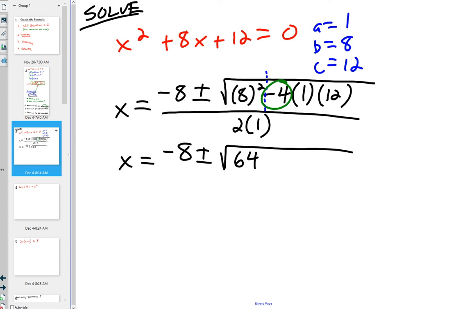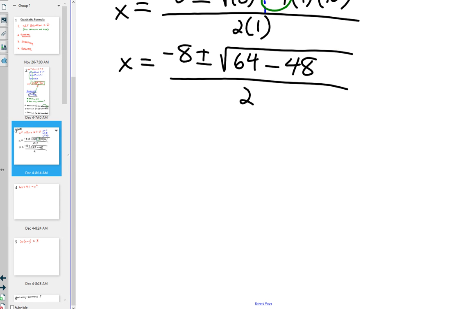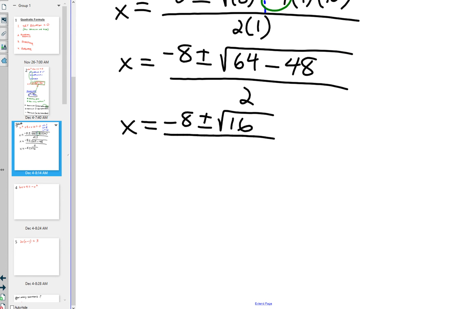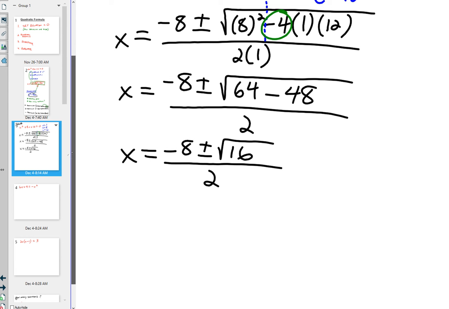What that allows us to do is avoid having to key a negative into the calculator, because we make too many mistakes. How many negatives do I have here? 1, so I'm going to keep the negative. 4 times 1 times 12 is 48. Over 2. I am still not done with the discriminant. I have one more step to go. So now I have to subtract. So my discriminant ends up being 16.